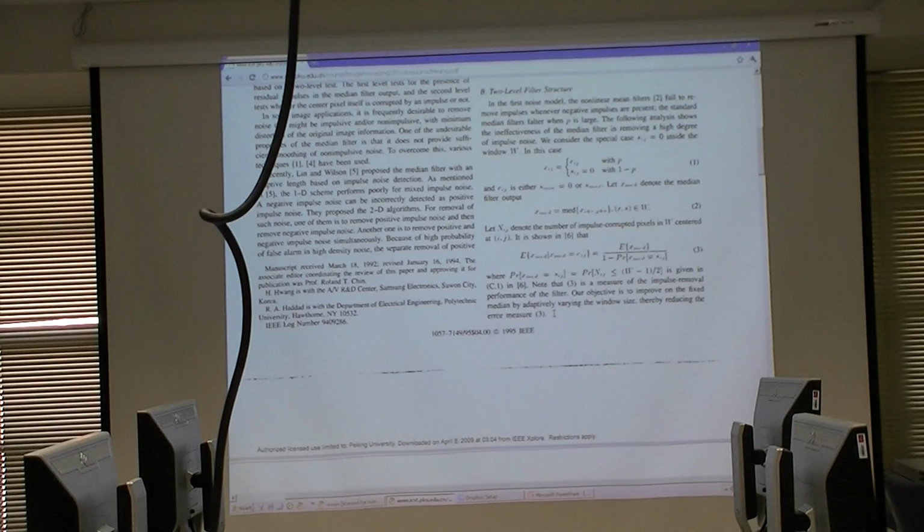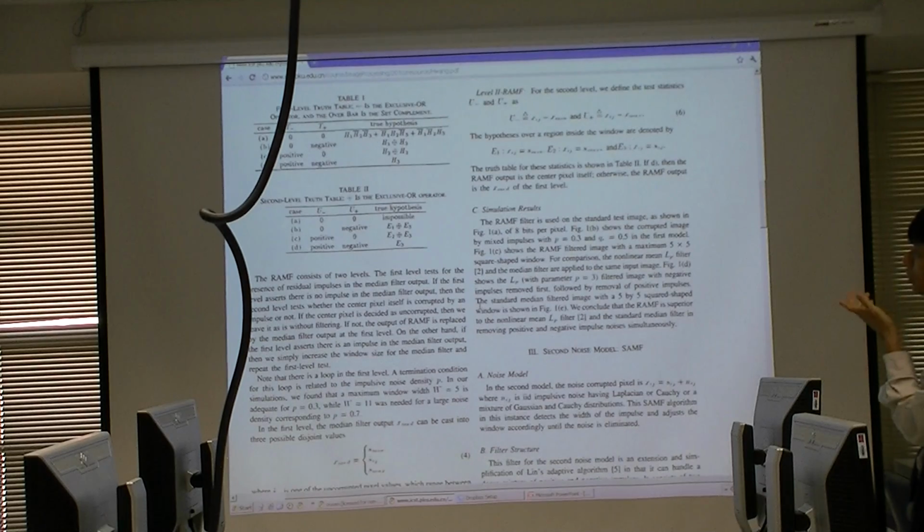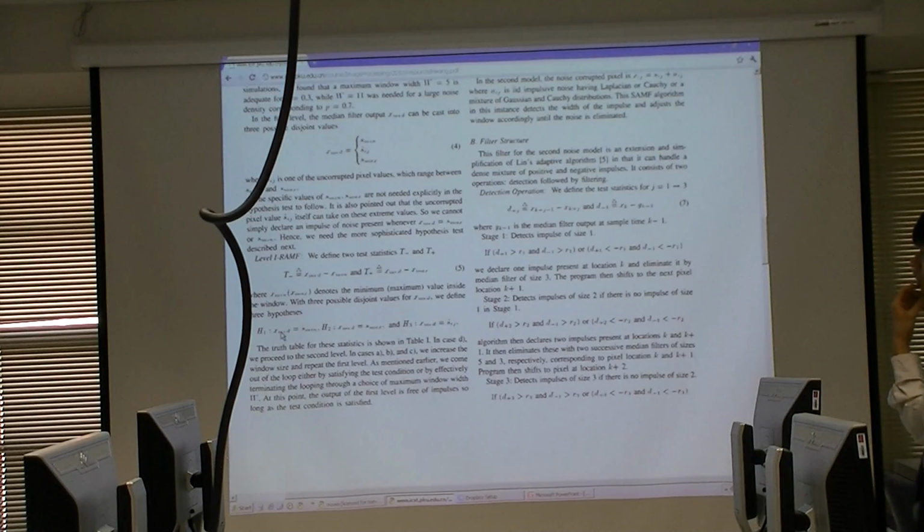Go back to the table again. What are the hypotheses H1, H2, H3? Where are the definitions for those hypotheses? H1 says that the X median will be a minimum value. H2 is the maximum value for us, and this is the Sij. Sij indicates it doesn't have any noise, an uncorrupted value, an uncorrupted pixel.